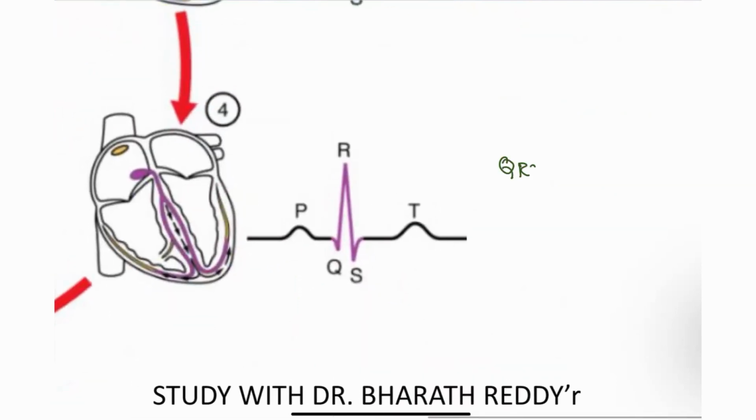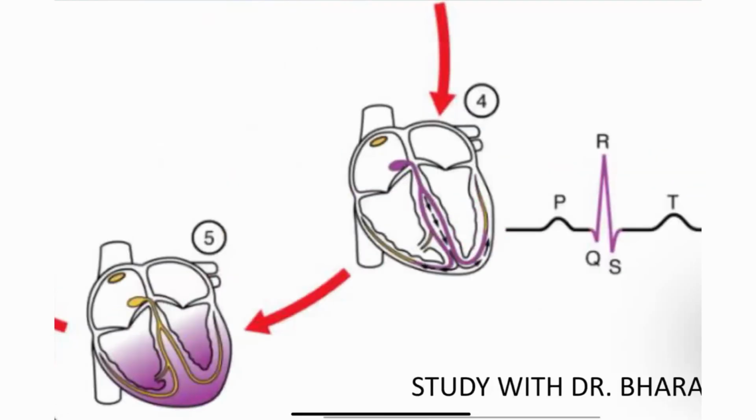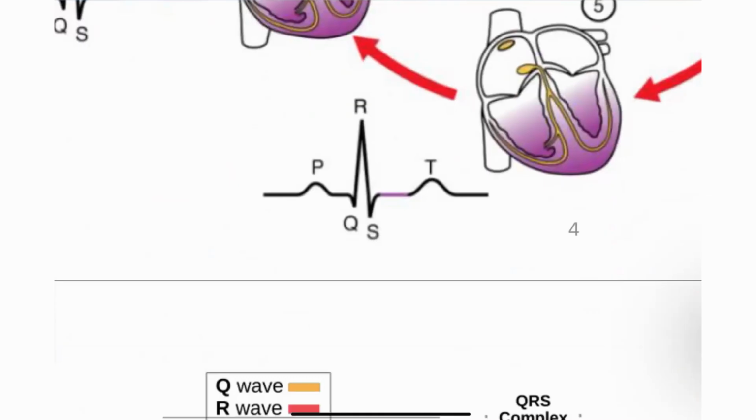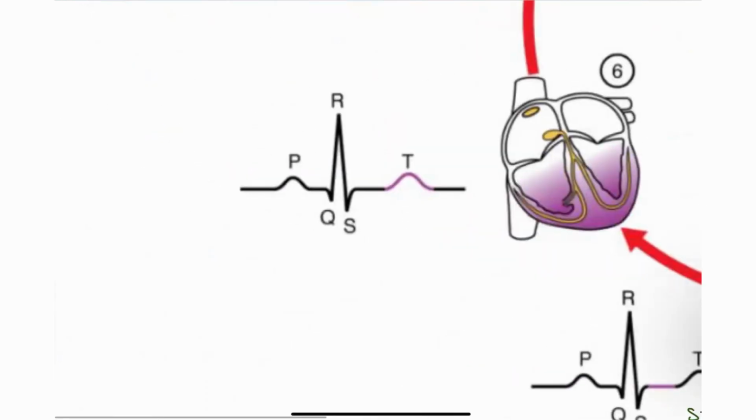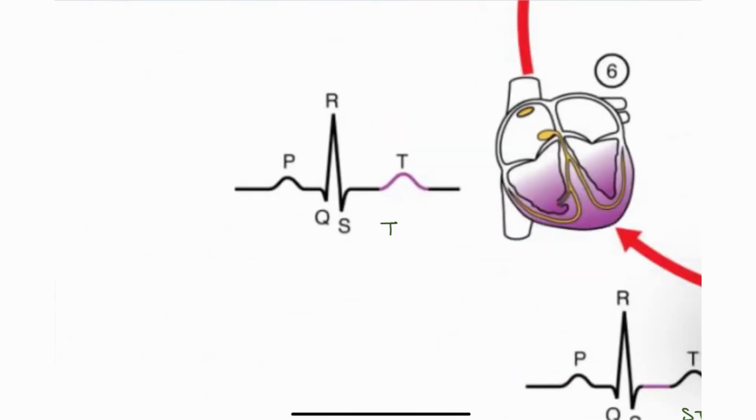Next, here is going to be the QRS complex. What is the significance of the QRS complex? It is going to be ventricular depolarization. Next, here is again another isoelectrical line, the ST segment. Next, here you can see this is the T wave. What is the significance of the T wave? Ventricular repolarization.